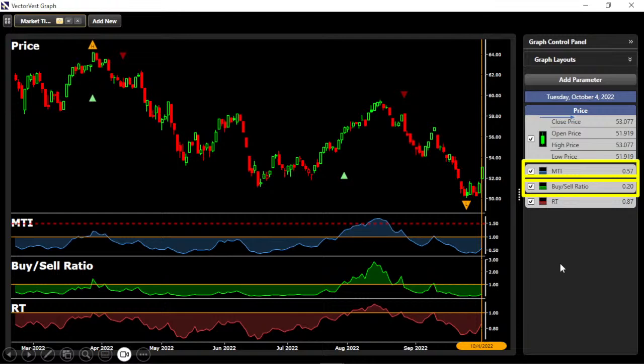We know when those indicators get to those levels, this type of rally is actionable, meaning it's okay to start buying stocks again. When you see a strong rally like this, when the MTI is below 0.6 and the buy to sell ratio is below 0.2, which they were prior to that big update. So good. We had the market on our side on that day.